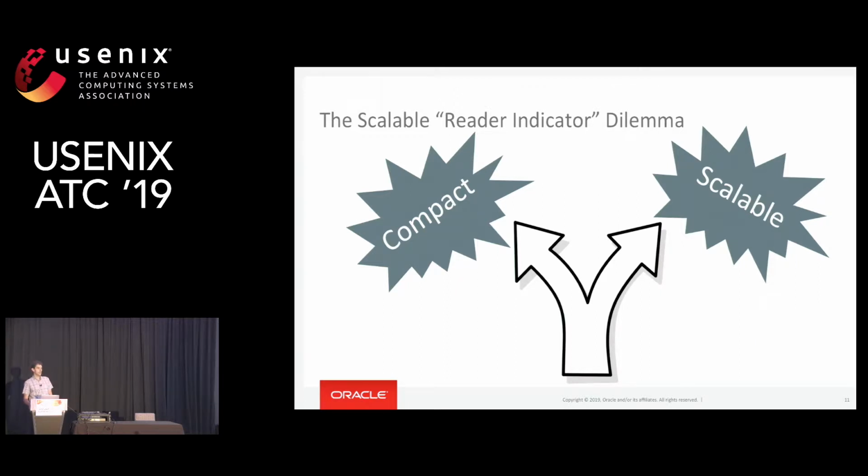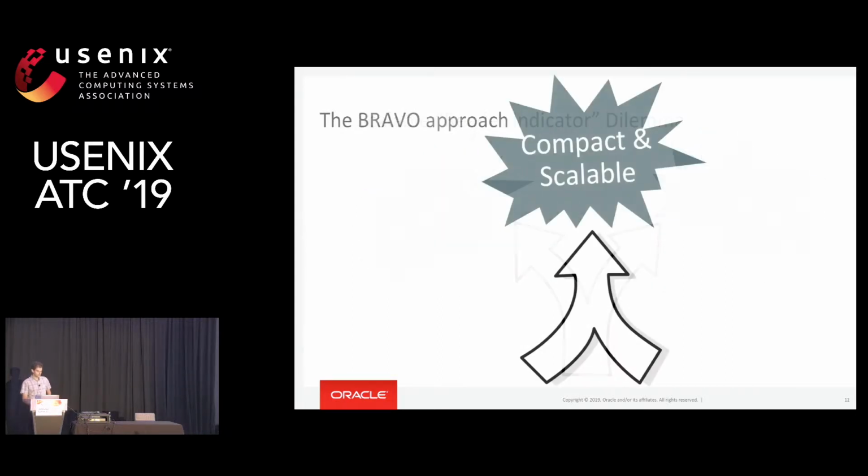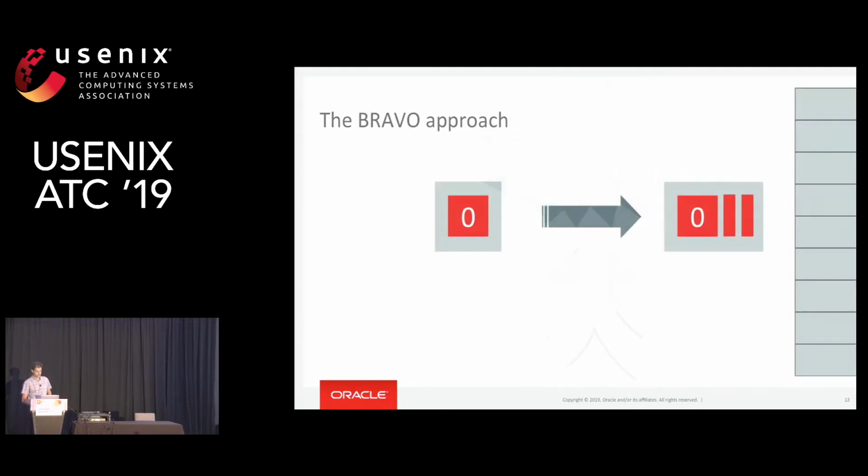So as a result, designers of modern ReaderWriter locks have to face a difficult trade-off related to the scalability and footprint of maintaining the indication of readers' presence, forcing them to choose one feature over the other. In this work, we introduce BRAVO, which essentially eliminates the reader indicator dilemma and allows a ReaderWriter lock to remain compact and scalable in the presence of multiple concurrent readers.